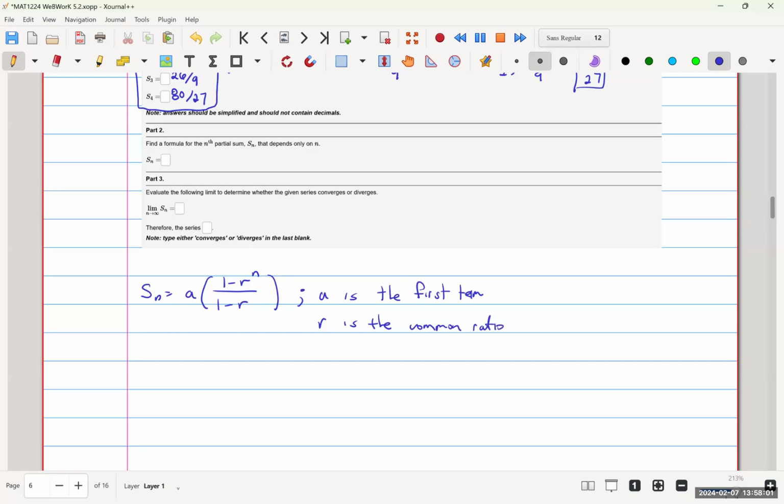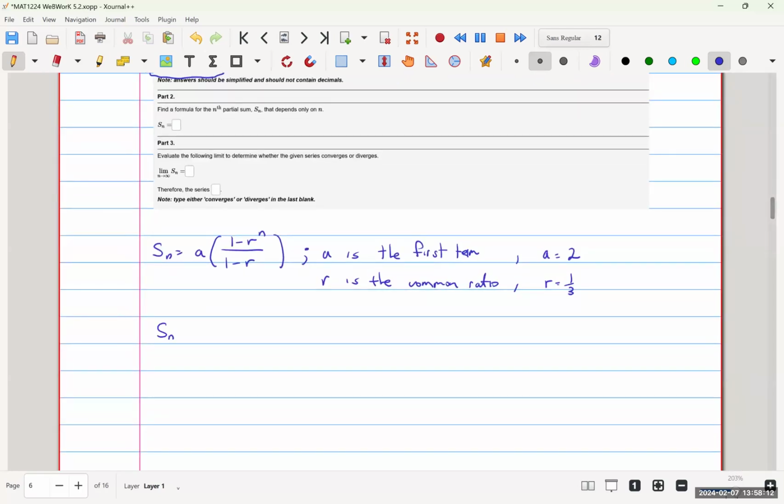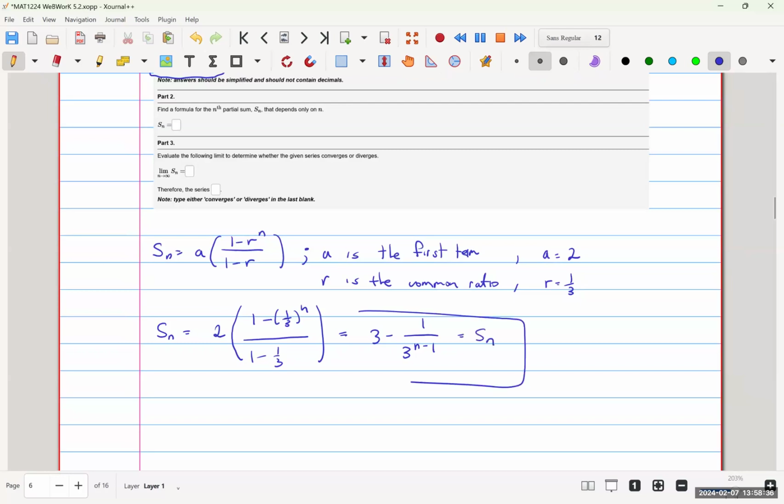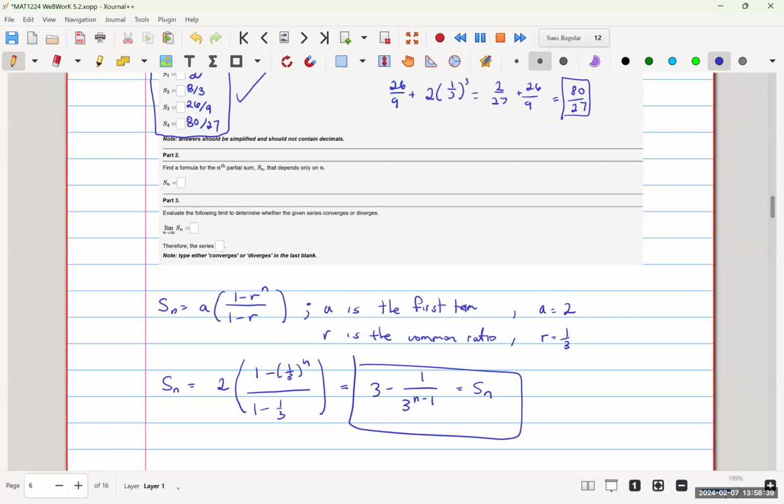So in this series, our a is 2 and our r is 1/3. So we have S of n equal to 2 times 1 minus 1/3 to the n, over 1 minus 1/3, which simplifies with algebra and exponential rules to 3 minus 1 over 3 to the power of n minus 1, equal to S of n. Okay, so that's part 2.